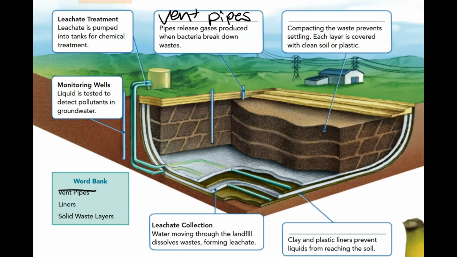Here we have solid waste layers. These we have to cover, each layer covered with clean soil or plastic, so we can separate the wastes. And then down here we have our liners. That's this bit here. That's the clay and plastic liners preventing liquids from reaching the soil.